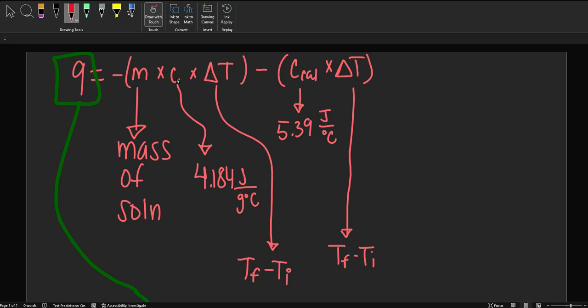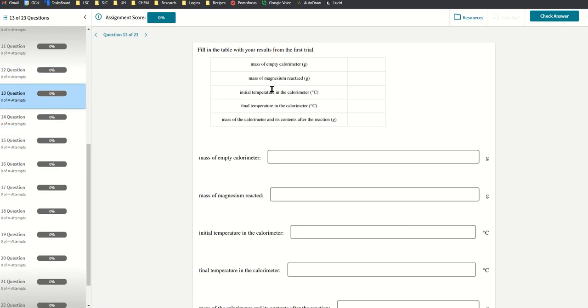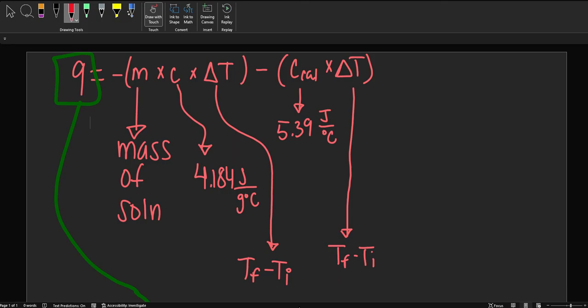C, your specific heat of your solution, is actually that of water. Remember, we mentioned that in the background. So that's the value you'll be using there. And then delta T was that final temperature minus that initial. And you have all of those things. You wrote them down in question 13, right? Final minus initial. And then this next portion, big C_cal, that was a given. That was a constant that we were given in the background. And I'm repeating it to you right here, 5.39.